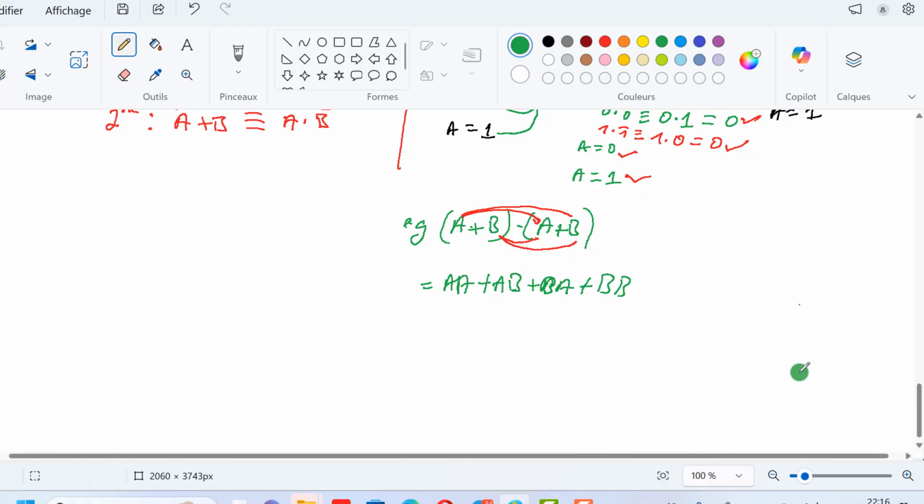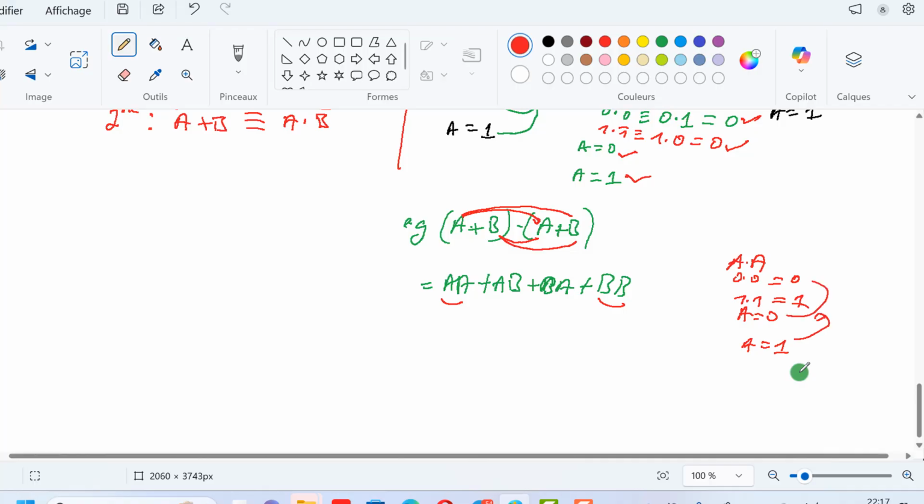The next thing is, remember that where you have a group of the same input, you can simplify them. So AA means A dot A. When A is 0, you have 0 dot 0, which is 0. When A is 1, you have 1 dot 1, which is 1. So you have seen that for a value of A, we are still having that value.